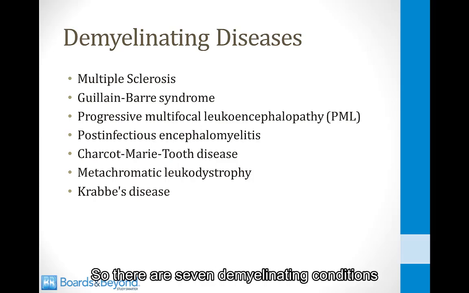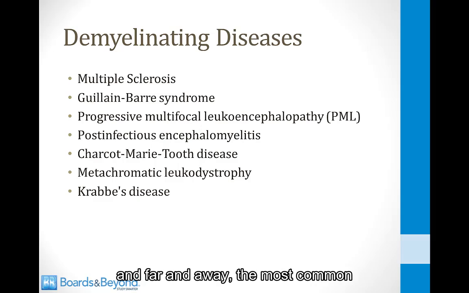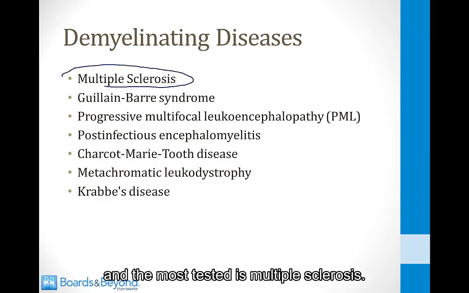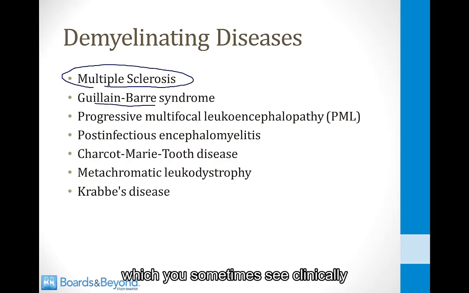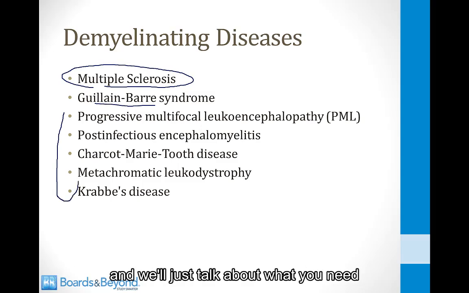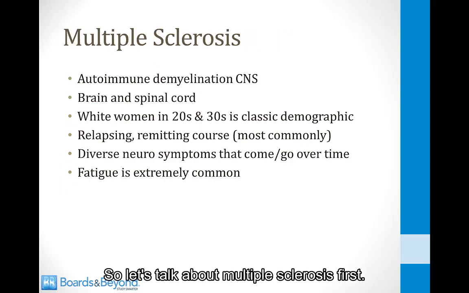There are 7 demyelinating conditions you should know about as a medical student, and far and away the most common and the most tested is multiple sclerosis. After that there's Guillain-Barré syndrome, which you sometimes see clinically, and then the remainder of these conditions are very rare, and we'll just talk about what you need to know for the boards. So let's talk about multiple sclerosis first.